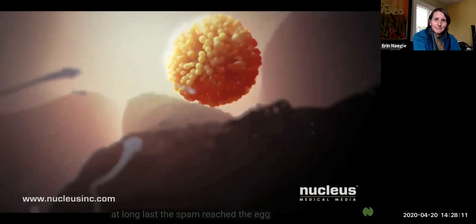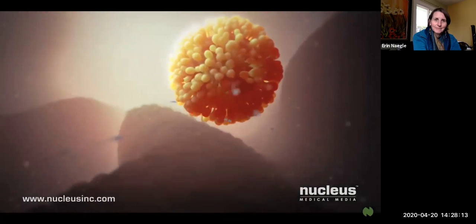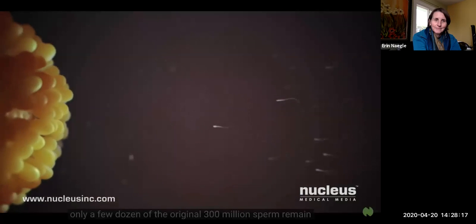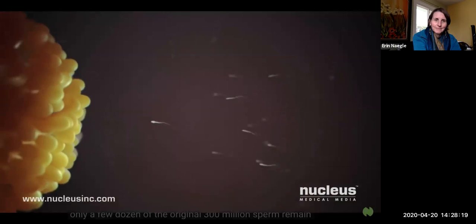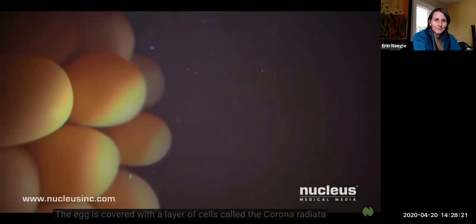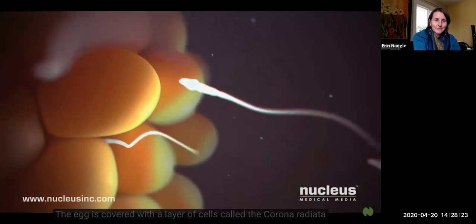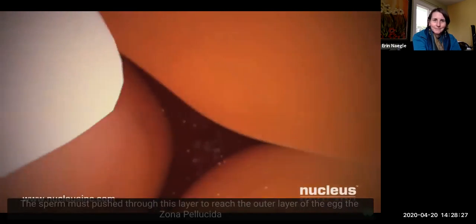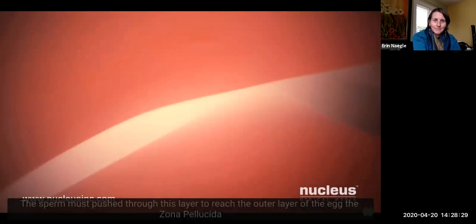At long last, the sperm reach the egg. Only a few dozen of the original 300 million sperm remain. The egg is covered with a layer of cells called the corona radiata. The sperm must push through this layer to reach the outer layer of the egg, the zona pellucida.